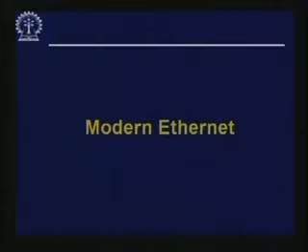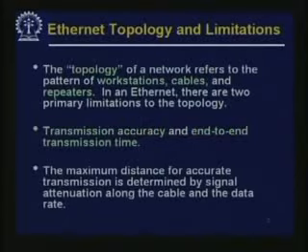So today our main discussion is modern Ethernet, that means how Ethernet has evolved. But before we go into that, we will look at the topology and some of the limitations of the earlier versions of Ethernet. Now the topology of a network refers to the pattern of workstations, cables and repeaters. In an Ethernet, there are two primary limitations to the topology: transmission accuracy and end-to-end transmission time.